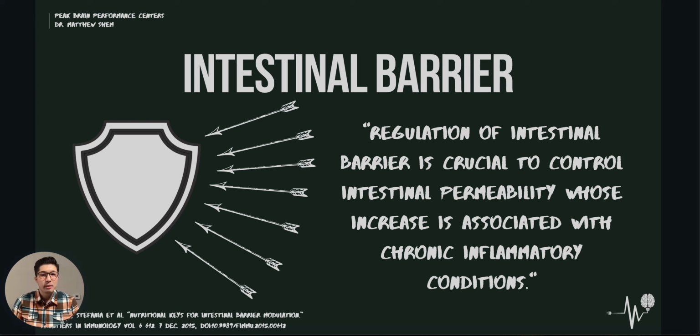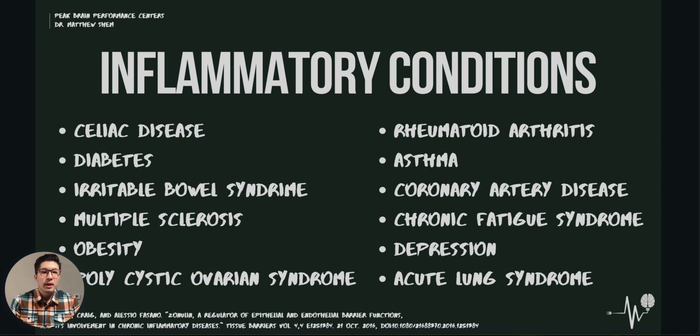And this article is talking about how you can develop these chronic inflammatory conditions. And so the question is, what are those chronic inflammatory conditions? So in this article, they talk about celiac disease, diabetes, IBS, MS, obesity, polycystic ovarian syndrome, rheumatoid arthritis, asthma, coronary artery disease, chronic fatigue syndrome, depression, acute lung syndrome. And these are just some of the things that you can start to develop once you have sustained something that leads to a hyper leaky gut, and then those larger molecules are getting through.